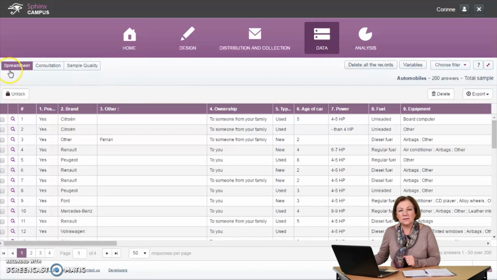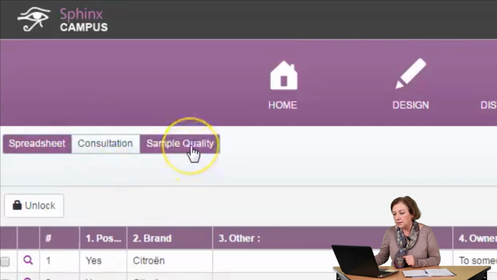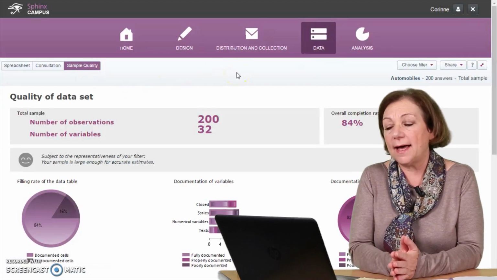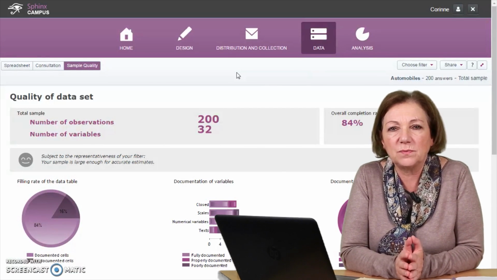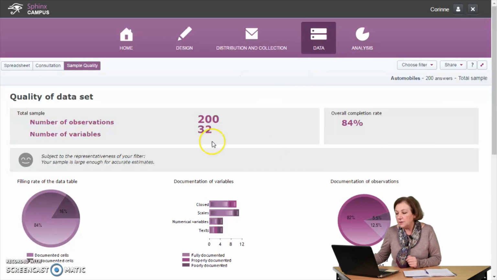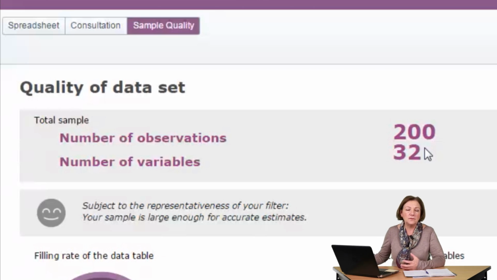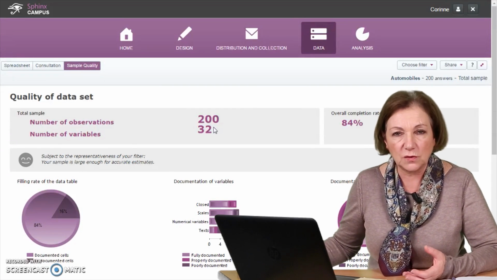So on this page in the data module, remember we have spreadsheet, we have consultation, and here we have a button called sample quality. When we press on that button, we get a kind of diagnostic on the quality of the data that has been collected. We have a number of diagnostic numbers. First of all, we have the number of observations. The number of observations means the number of people who have responded to the questionnaire. It's the number of rows that we have in the spreadsheet.